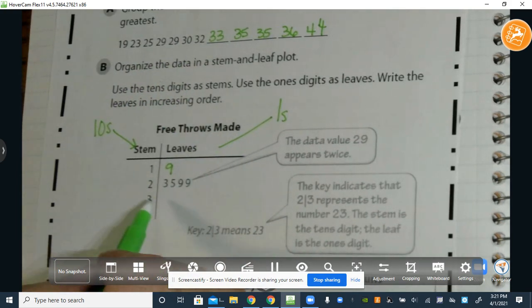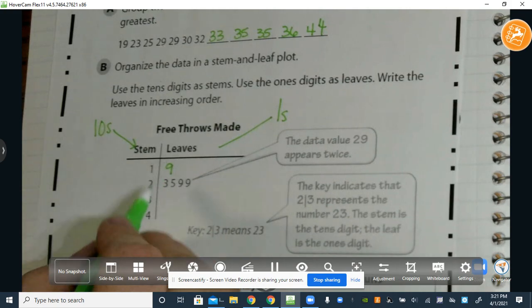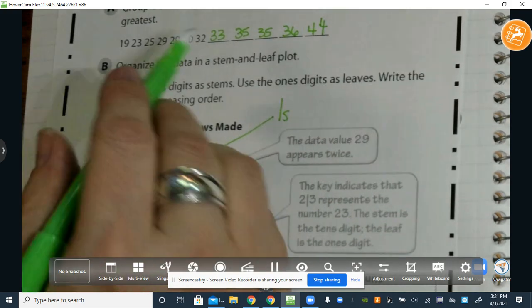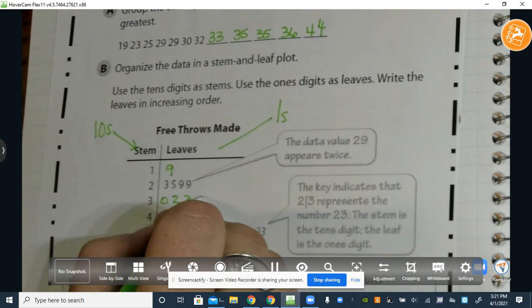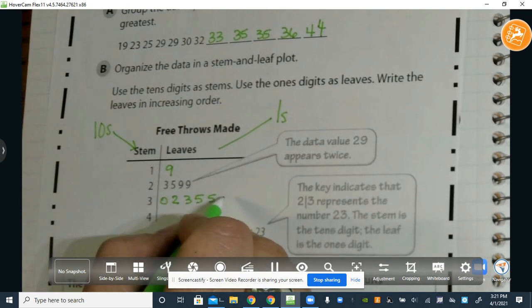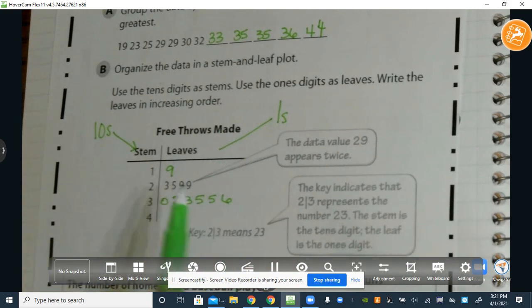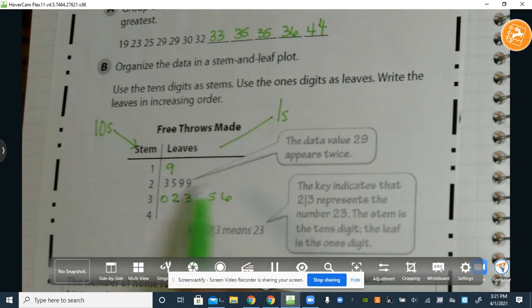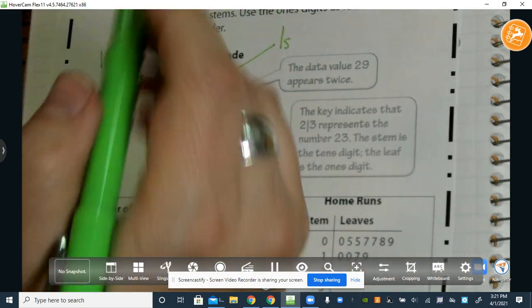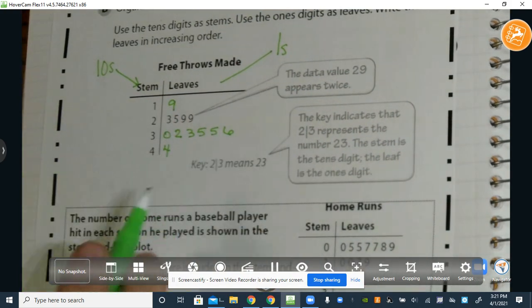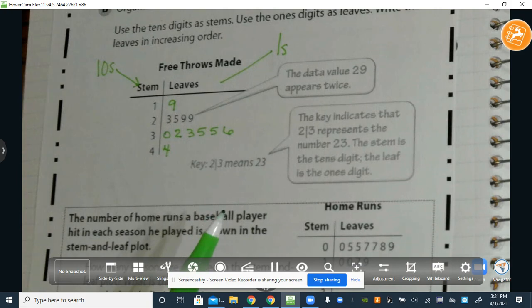Now I'm going to go to the stem of 3, which is my 30s group. So I have 30, so that's a 0. I have a 2, a 3, 2 5s, and a 6. And do you see how I don't put a comma between them, guys? I don't put a comma, so it just looks like that. And then 4 next to 4, because that makes 44.